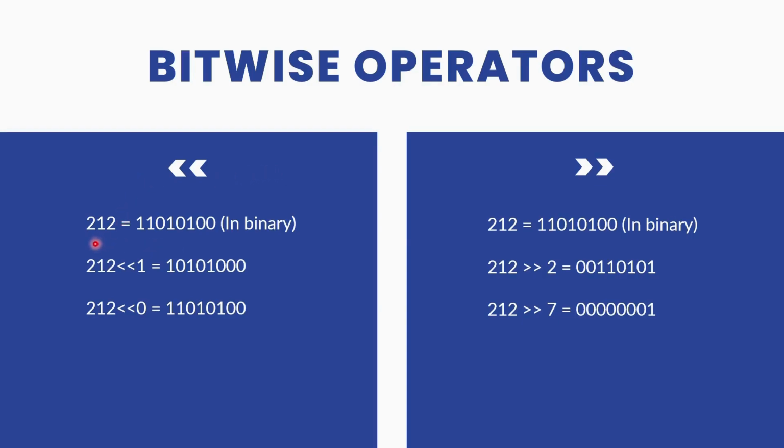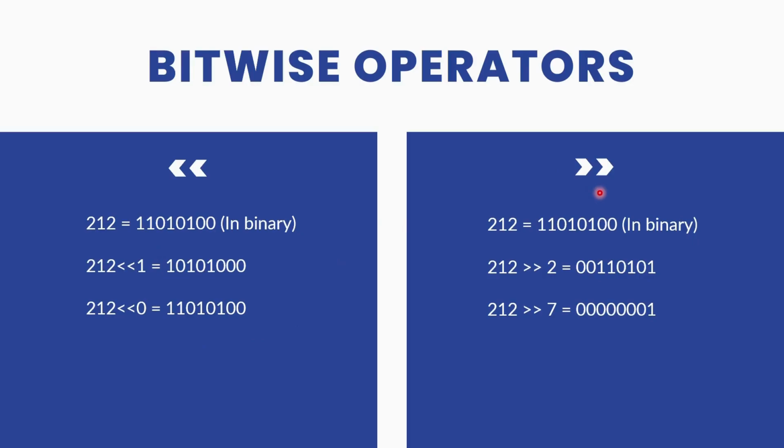Let us take an example here. 212, this is the binary value. So 212 left shift 1, so it is shifted by 1 position. Here this 1 is discarded, so remaining is 1010100, that you can see till here. Remaining is filled by 0. You can see the 0 in the end that has been added. Next, 212 left shift of 0, shifted by 0 positions, so it remains the same, no change.